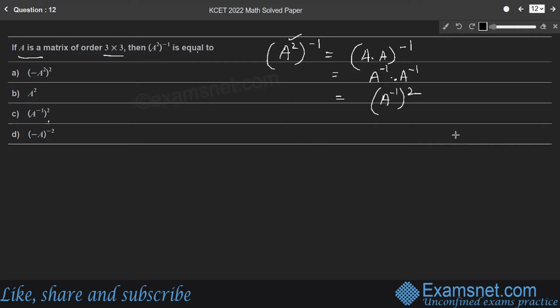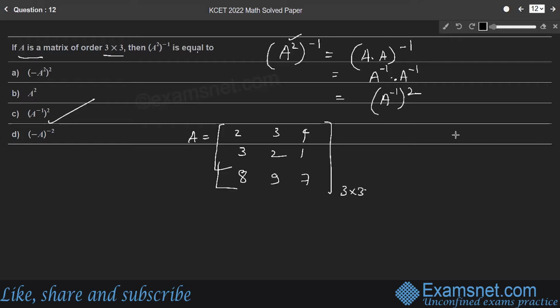Therefore, option C is the right answer. Option C is inverse of matrix A the whole square. Even you can consider A as a matrix of order 3 by 3. You can consider the elements of matrix A like 2, 3, 4, 3, 2, 1, any numbers you can take, 8, 9, 8, 9, 7, like this. So a matrix of order 3 by 3, 3 rows and 3 columns. Then take A square, then its inverse.